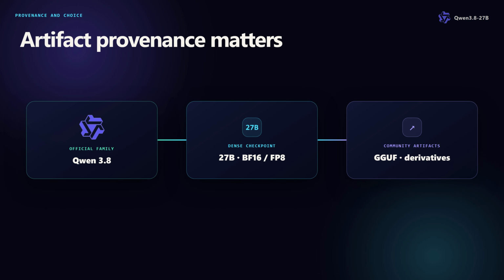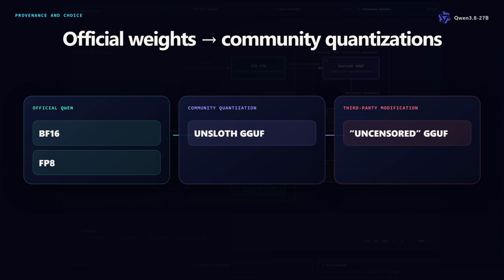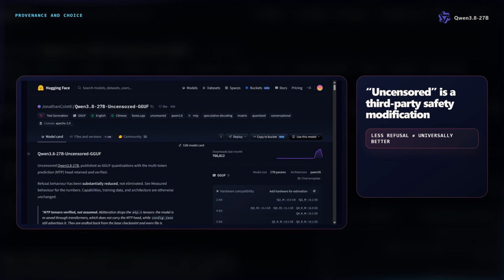Artifact provenance matters. BF16 and FP8 are official Qwen releases. Unsloth's GGUF files are community quantizations of the official checkpoint. Lower bit rates improve accessibility, but can change reasoning quality. The Jonathan Coletti uncensored GGUF is a third-party safety modification. It reduces refusal behavior, but it was not comprehensively tested for coding, math, vision, multilingual work, or agents. It is not a universally improved Qwen model.